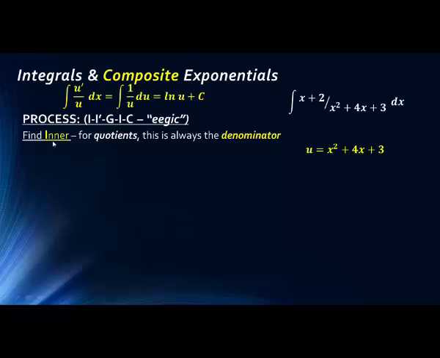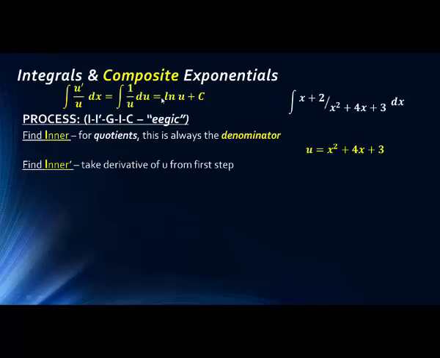For quotients, the u, the inner function, will always be the denominator. Okay, and if this was a fraction with a power in the denominator, we would still follow the first part of EGIC the same way. It just would not be a natural log. It would be a simple power rule with a negative exponent.